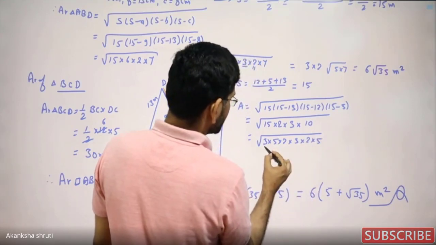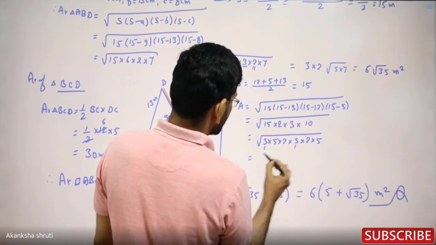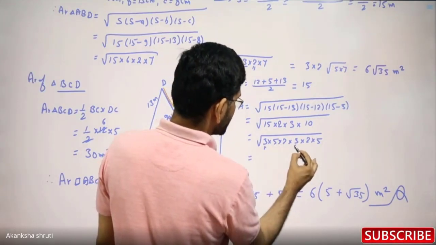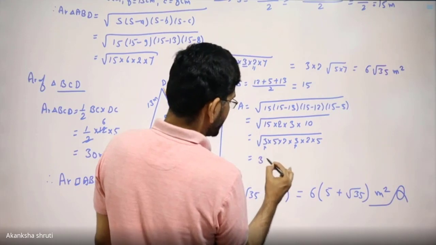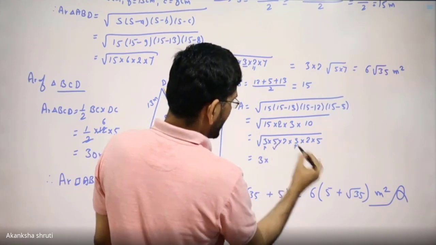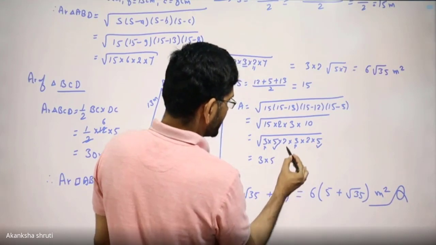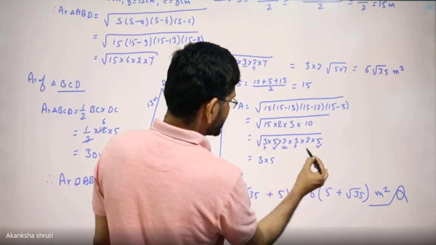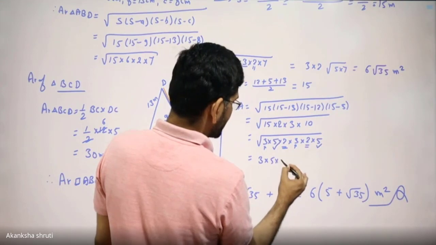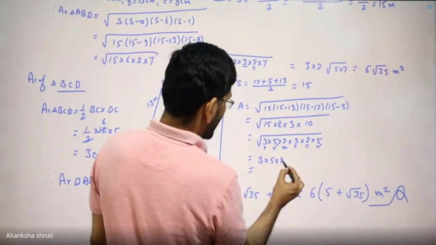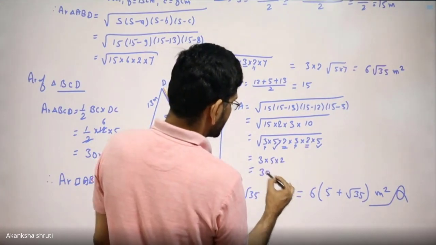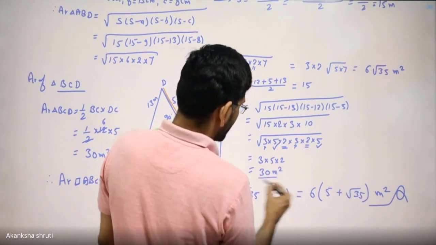Now observe this. 3 and 3 are in pair. So from this 3, we can take one of the 3 out. Coming to this 5 and another 5, 5 is also in pair. That can be taken out. Other one, if we are considering this 2 and 2, that can also be taken out. So 5, 2s are 10, 3s are 30 meter square. We are getting the same result.